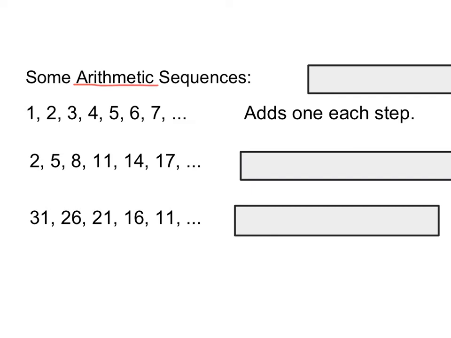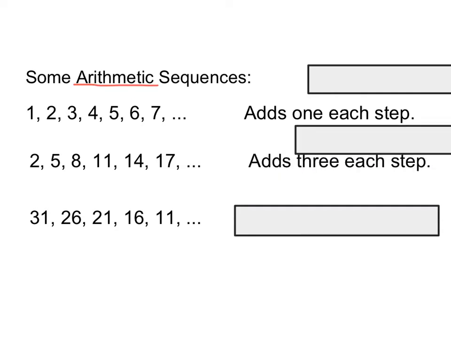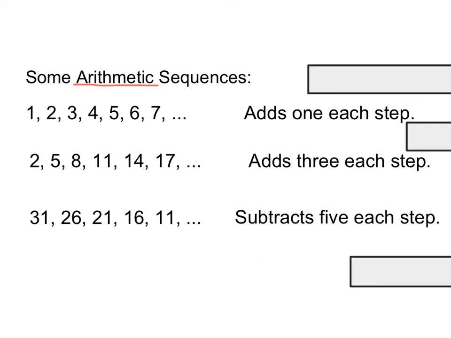What about 2, 5, 8, 11, 14, 17? It's adding 3. Yep. That's it. Adds 3 to each step. And the last one subtracts 5. I've got 31, 26, 21, 16, 11. It's subtracting 5. Subtracts 5 from each step.